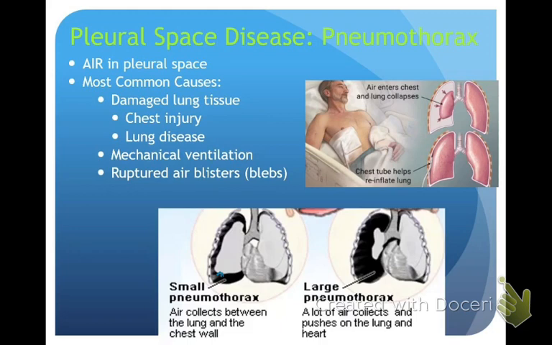Pneumothoraxes may or may not be treated depending on your signs and symptoms. If it is a small one that is self-limiting, they will let the air just dissipate and go away. If it is a large one that is causing issues, then they will treat it. The most common cause is just damaged lung tissue. If you have an actual injury to your chest, you can get damaged lungs, poke holes in them. Lung disease can also cause holes in the alveoli. Again, those damaged capillaries and alveoli membrane can cause pneumothoraxes.